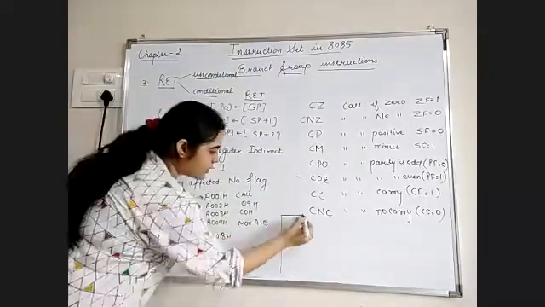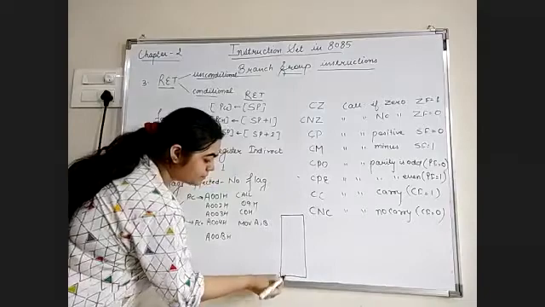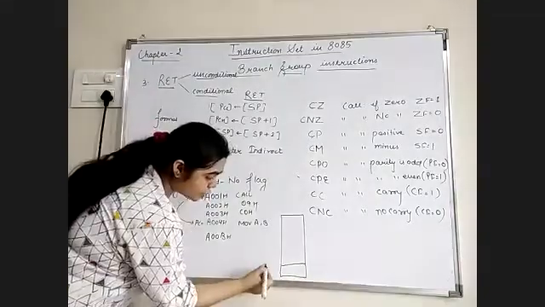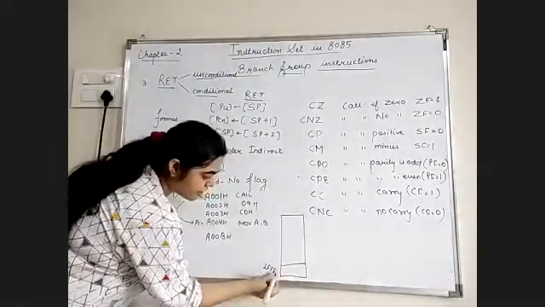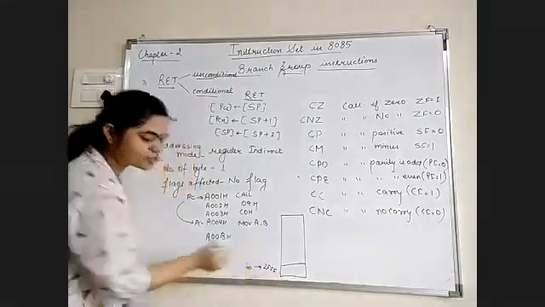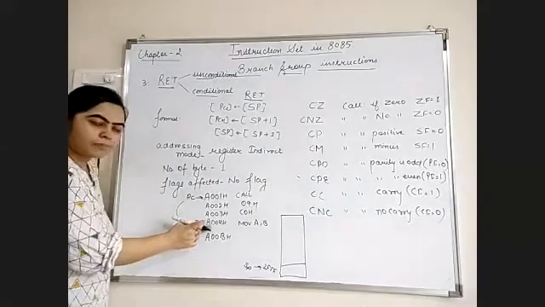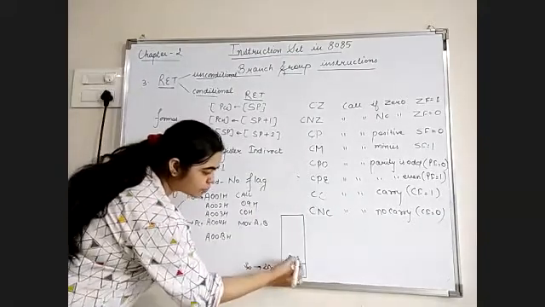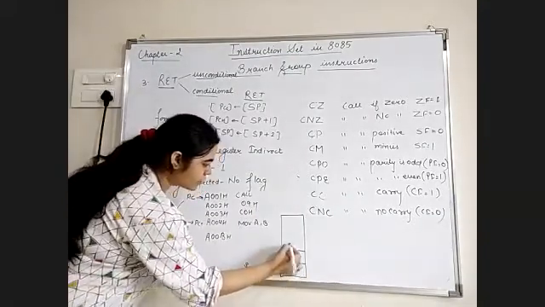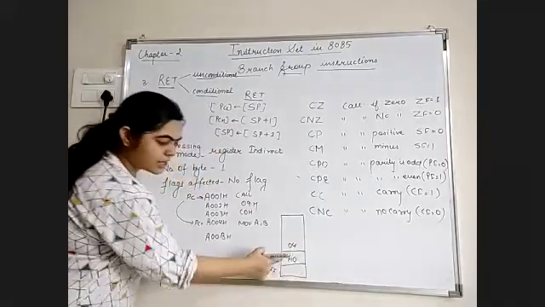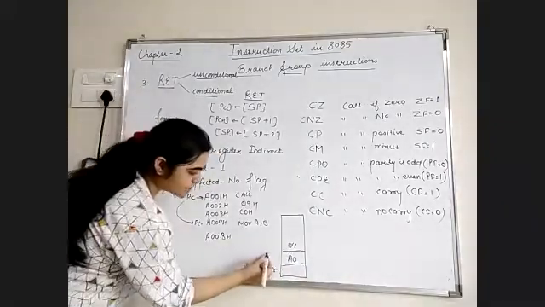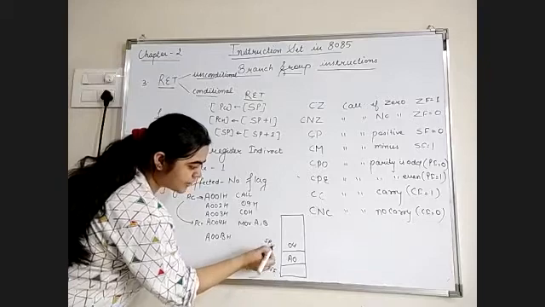In this example, this is the stack memory which starts from memory location 2FFF. The stack pointer currently points to this memory location. Initially the higher order byte will be pushed, and after pushing the higher order byte, the lower order byte will be pushed. So A0, then 04. This is SP minus 1 and this is SP minus 2.